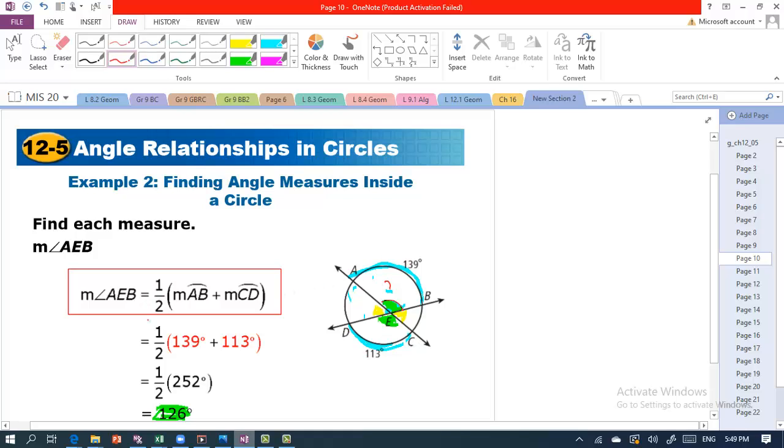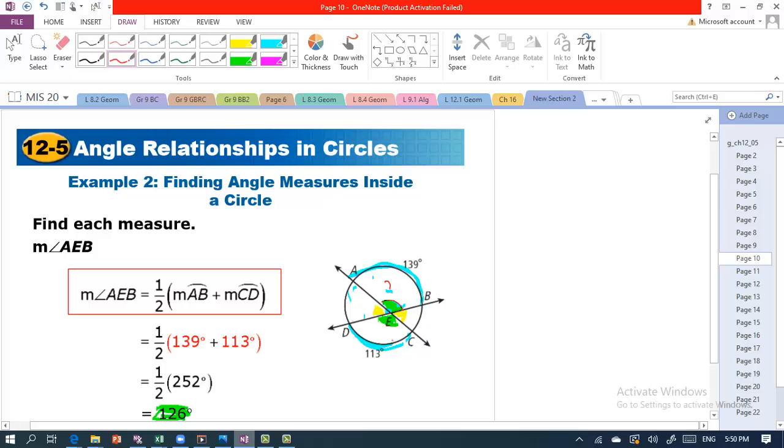Immediately we apply the rule: the measure of angle AEB is half of the measure of arc AB plus the measure of arc CD. The given arcs are 139 plus 113, half of the sum of them, which is half of 252, which is 126. You can see that, guys, 126. AEB is equal to DEC because they are vertical angles, so we have found two angles at the same time, and we can find the remaining two angles as well by supplementary.